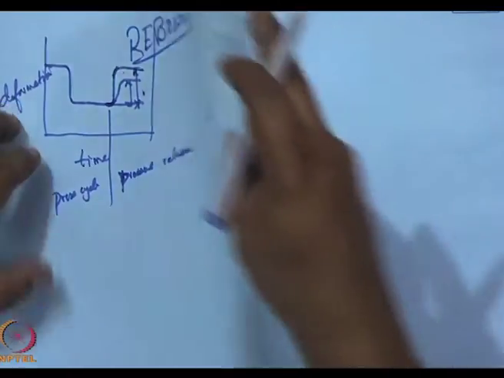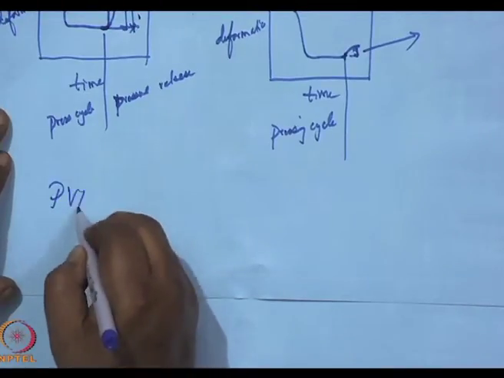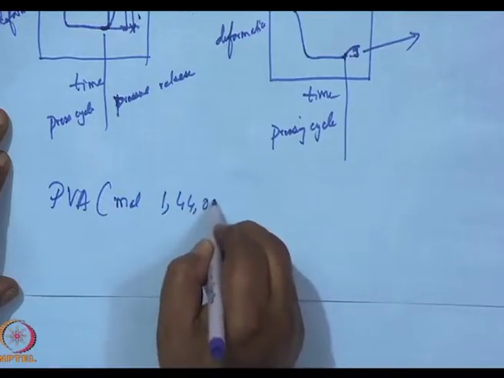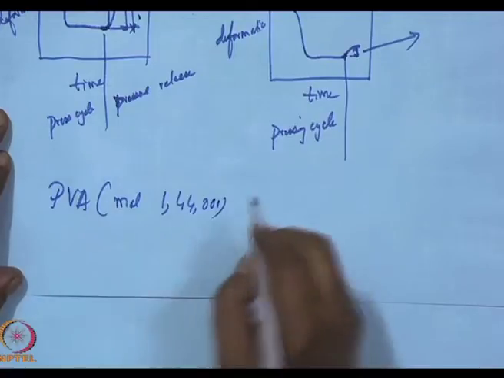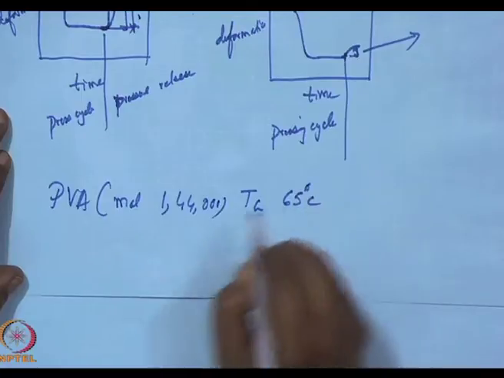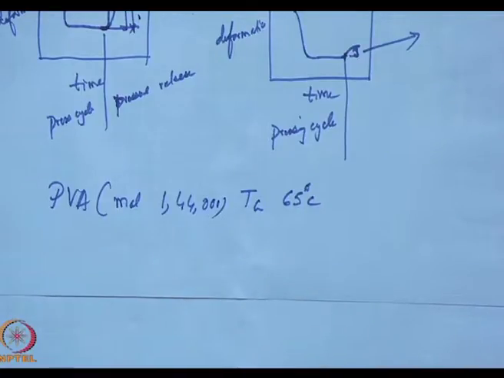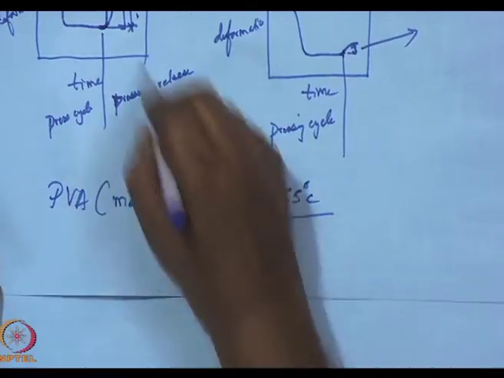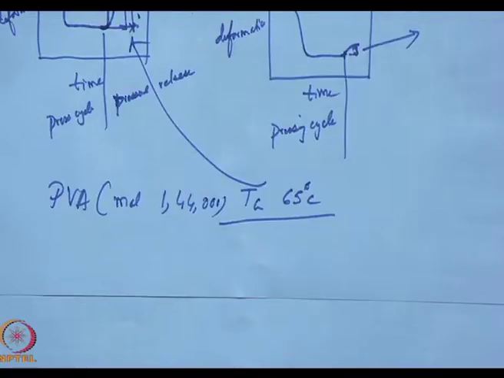Now, polyvinyl alcohol, PVA, that is used as a binder, molecular weight roughly 1,44,000, which is available in India. It has a Tg of around 65 degrees C. So, it is obvious this PVA would rebound as in here, and this rebound is simply unacceptable.